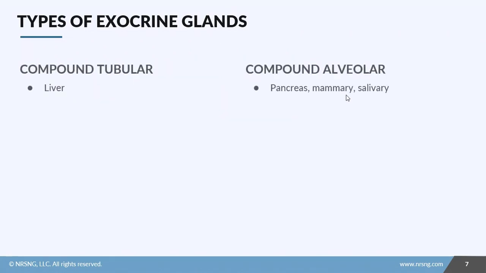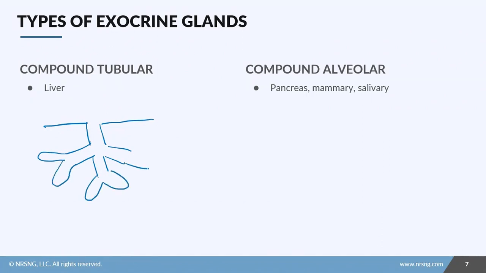So now let's look at what compound looks like. Again, compound means multiple ducts. If this is the surface, you're going to have a single external duct, and then you're going to have multiple internal ducts that lead to your secretory portions. In this case, tube-like. You could have branches at this point, or you could just have a single. So you have your external duct, and then you also have multiple internal ducts. That is compound. Compound tubular is found in the liver.